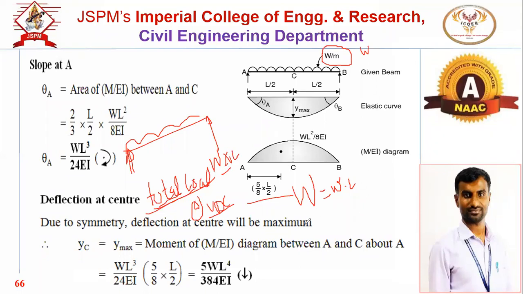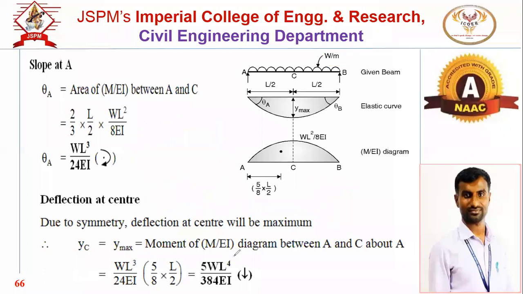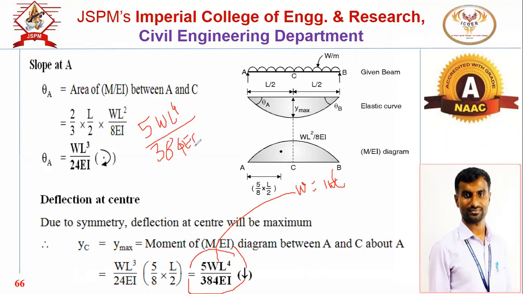And if they have mentioned only the UDL intensity, in that case it will be small w. Now this is the formula for intensity of UDL. Suppose we have to write down this formula, 5wL raised to 4 divided by 384 EI, in terms of total load.